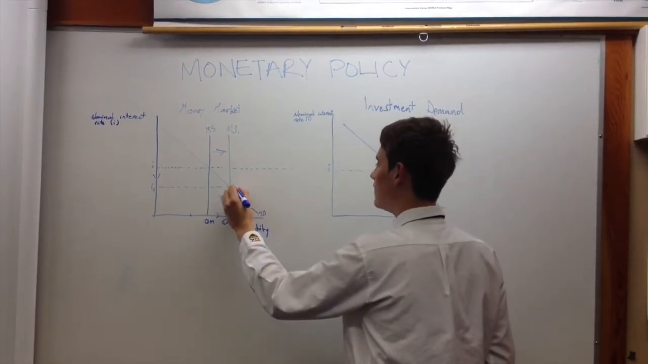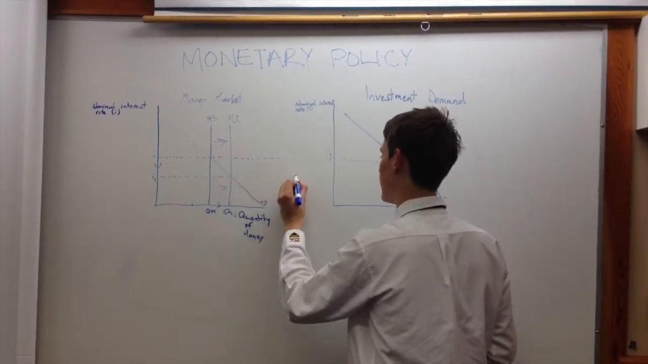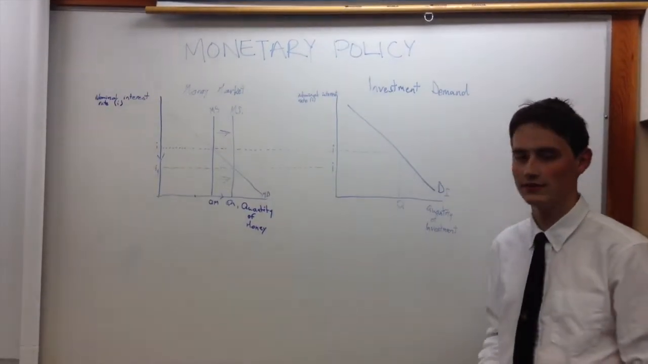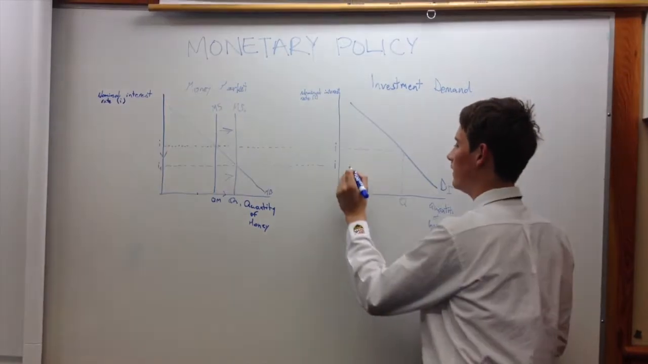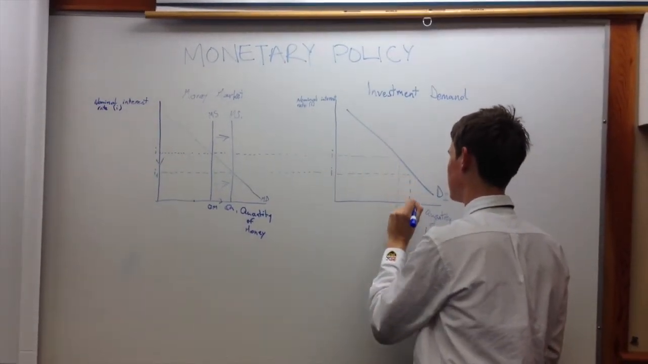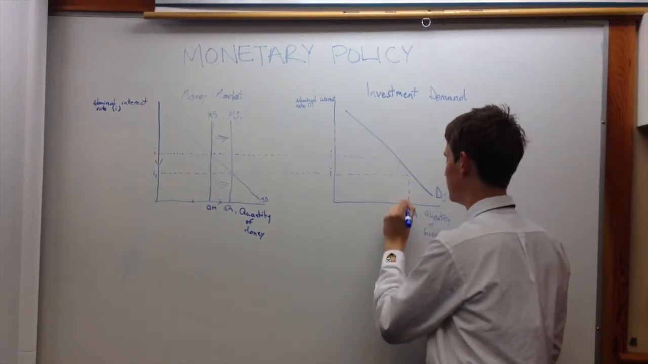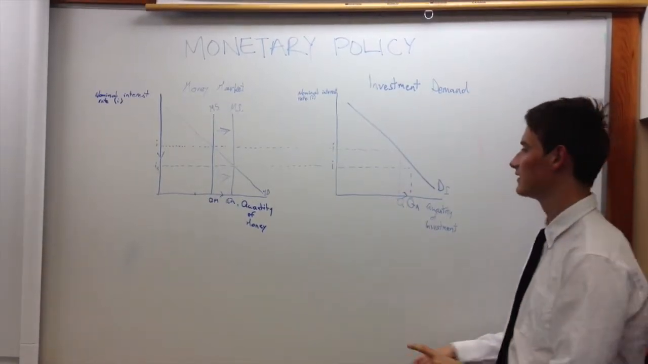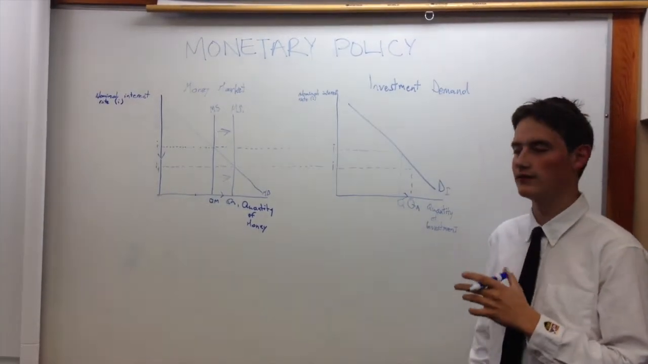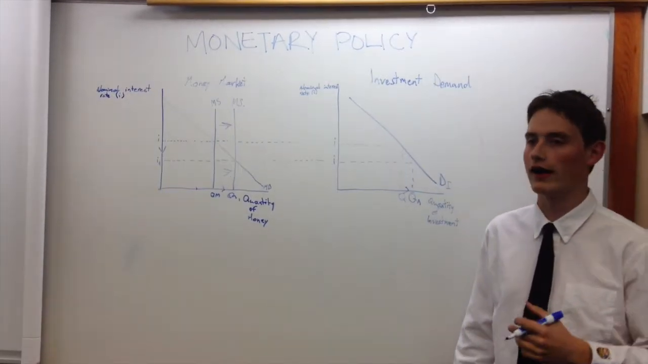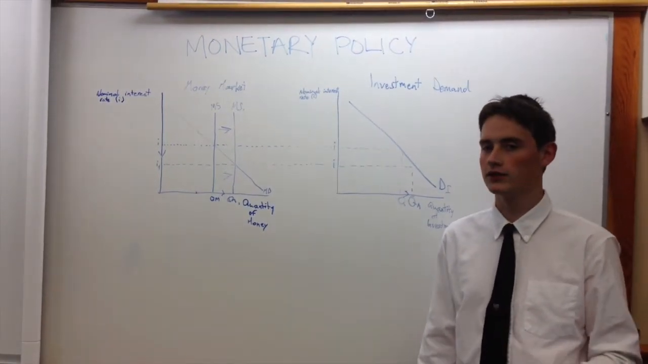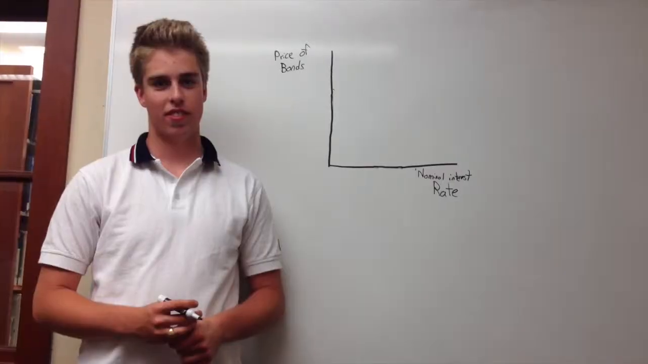Then we're going to have a shift in the money market because of expansionary monetary policy, which decreases our interest rate. Therefore, we're going to take that interest rate to our investment demand market, and we're going to translate it into the quantity. As you can see, the quantity of investment increases as our interest rate decreases. And because investment is part of our aggregate demand curve, real GDP will increase.